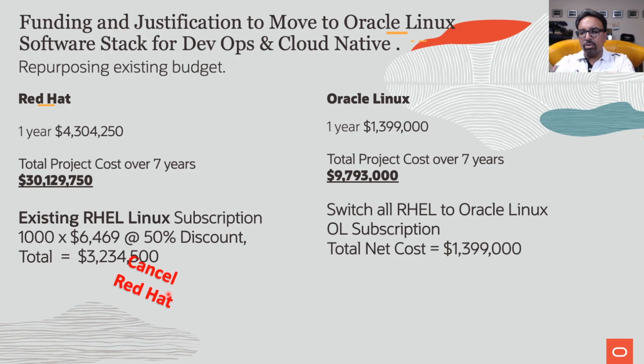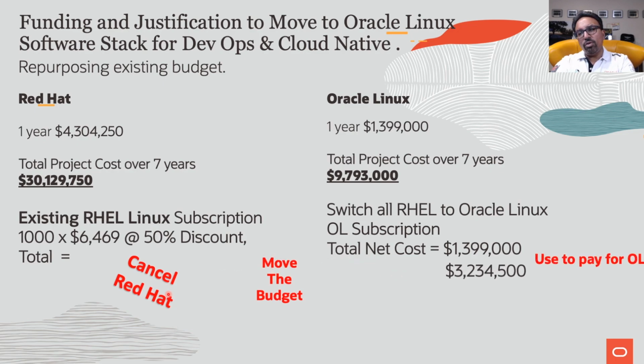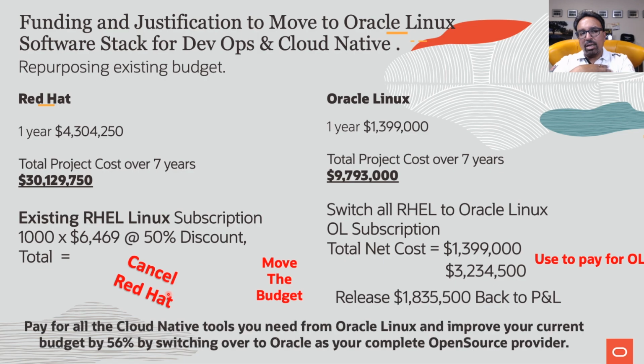But you still have to pay Oracle. So what you do is take that $3.2 million, move the budget over, and what you need to pay Oracle is $1.4 million. That $1.4 million comes from that existing budgeted $3.2 million, and your profit and money come back to the business is $1.8 million. So I actually can make you money by switching over to Oracle Linux, by releasing $1.8 million back to your P&L, and giving you all the tools.